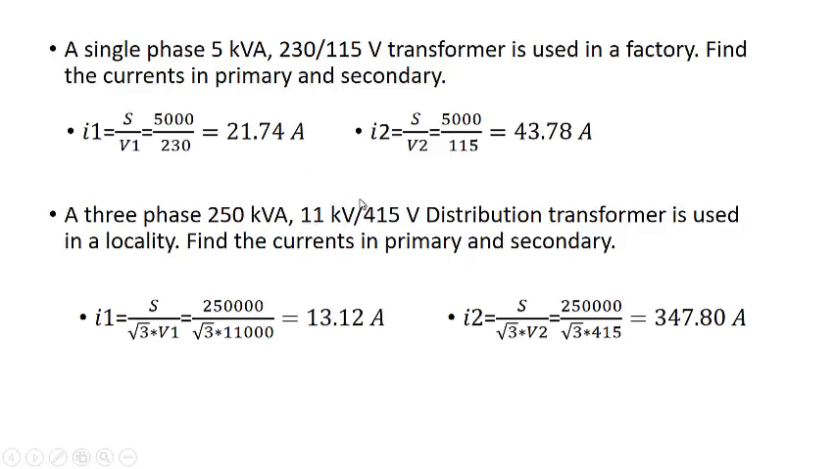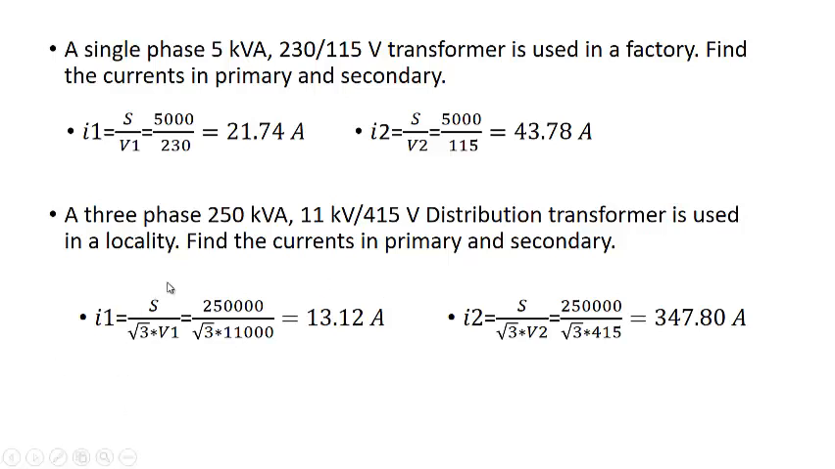This is the 11 kV, its primary voltage. This is the secondary voltage, but it is line to line. Its phase voltage will be around 230 volt. So it is used in a locality. So we need to find out the primary and the secondary currents.